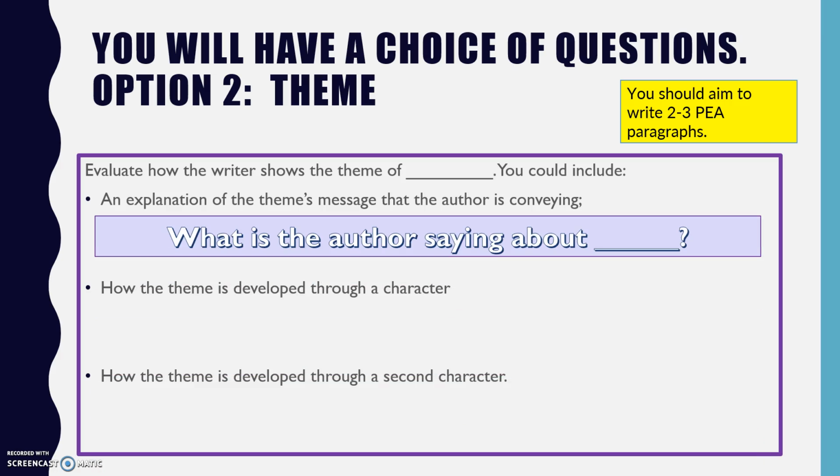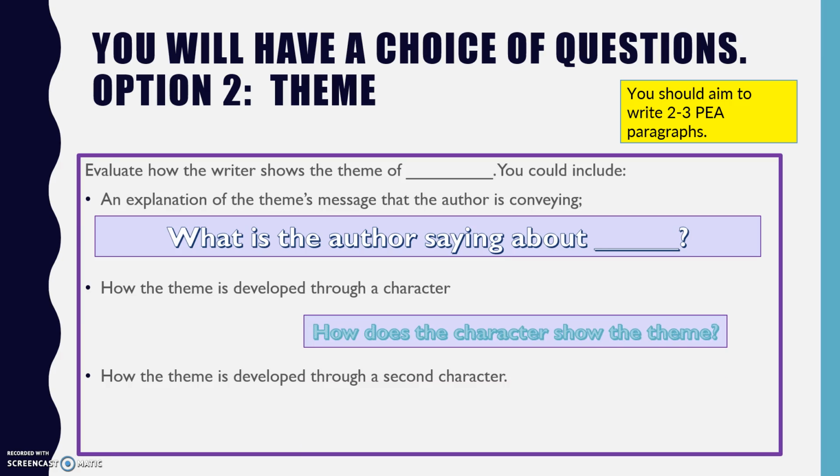When thinking about your first paragraph, think about what the author is saying about the theme. So for Wonder, what is the author saying about friendship or about family? For A Monster Calls, what is the author saying about death? For The Giver, what is the author saying about individuals and society? Or what is the author saying about memories?